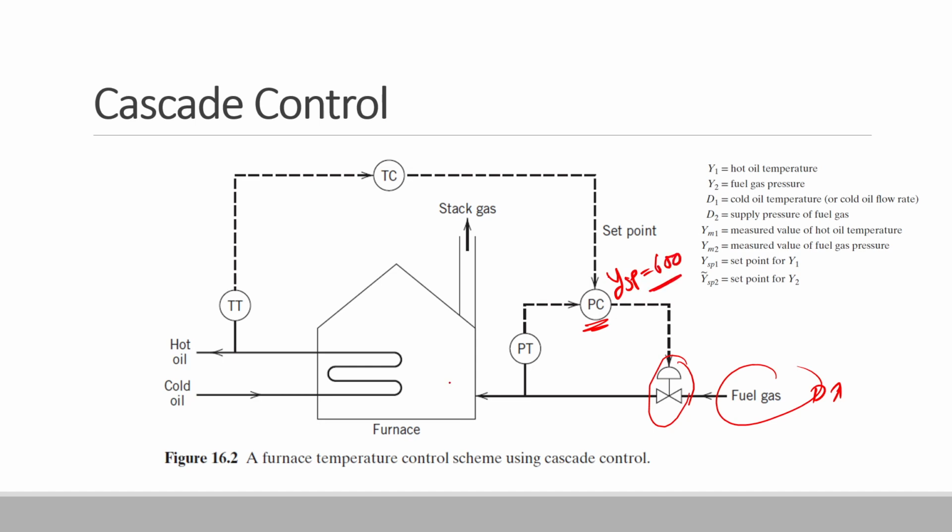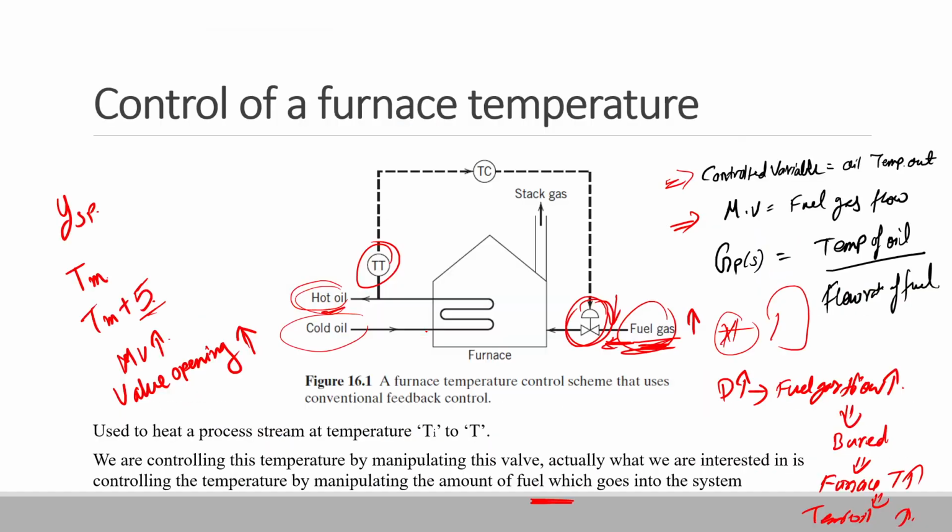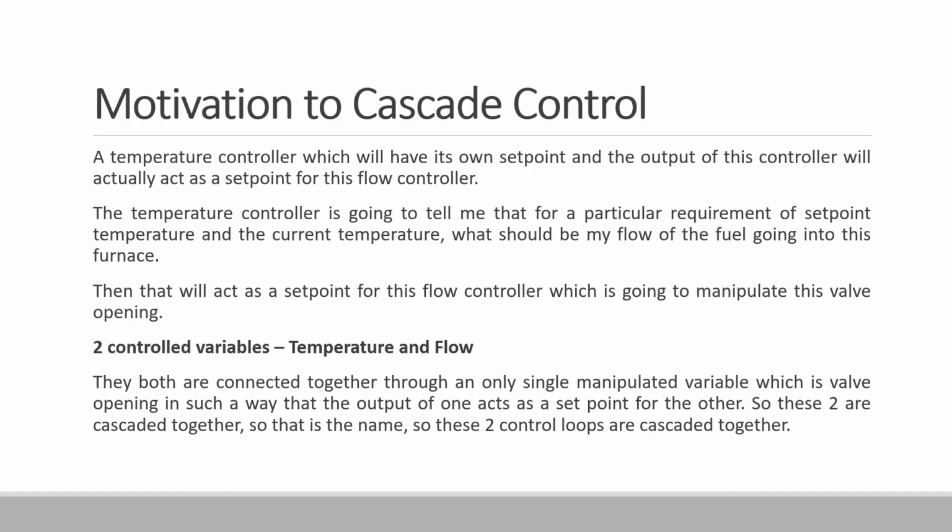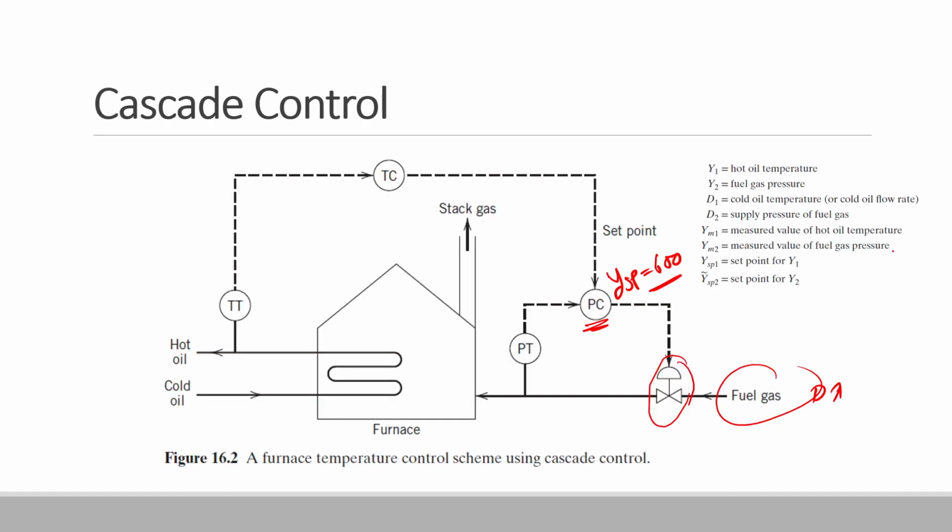In the earlier case, we weren't considering the disturbances. That is, in the conventional controller we weren't considering them, but there will be additional disturbances such as the cold oil temperature. This oil temperature can also fluctuate. The supply pressure of fuel gas can also fluctuate. So we need to account for all of these disturbances, and we do that using a cascade controller.